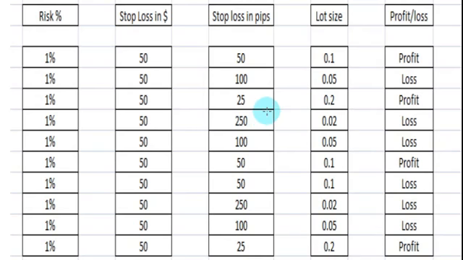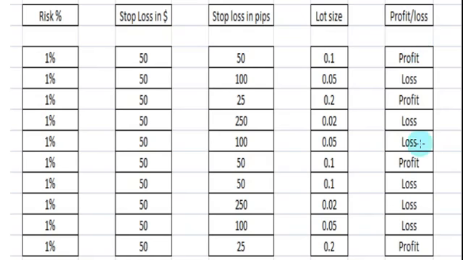The only thing that will change, of course, is the lot size. Sometimes it will be 0.1, 0.05. The bigger the stop loss in pips is, the lower the lot size is. And the smaller the stop loss in pips is, the bigger the lot size is. That's the secret to make it steadily profitable. I took only 40% success. You can see here profit against loss.